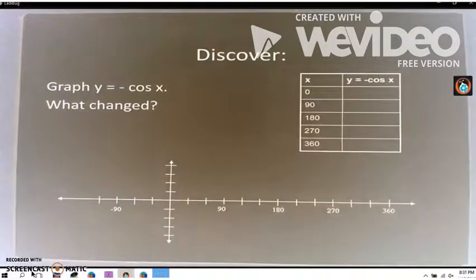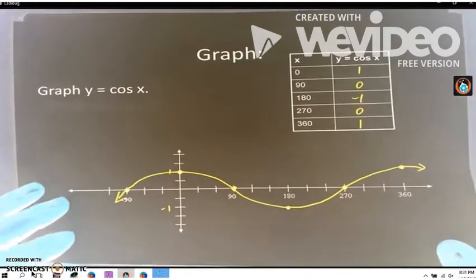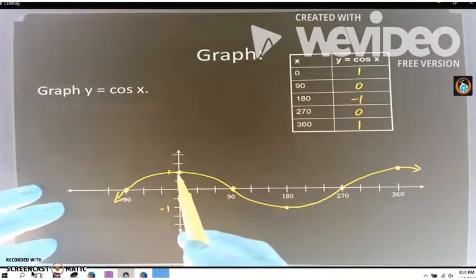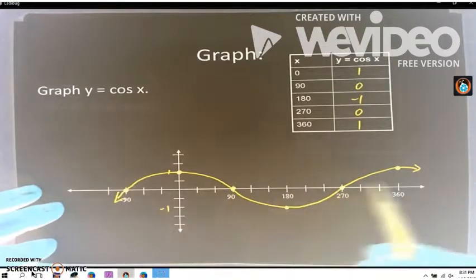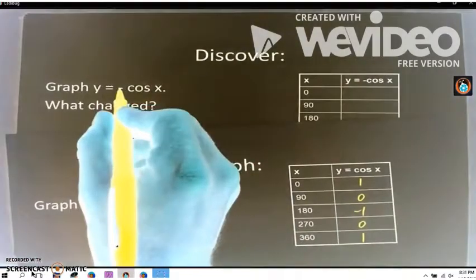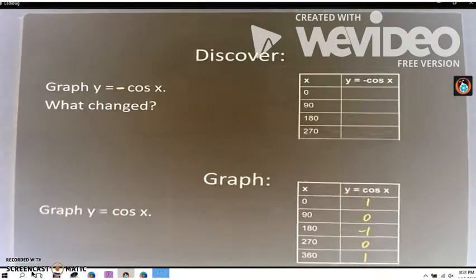So let's take a look at negative cosine of x. So this is going to be related to our parent function for cosine, and if we bring that up for reference, something that we should be very familiar with by now: 0, 1, 90, 0, 180, negative 1, 270, 0, and 360, 1. What's going to happen here is that this negative is essentially going to flip or reflect the graph.